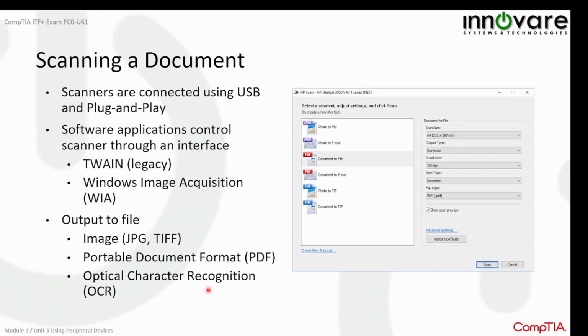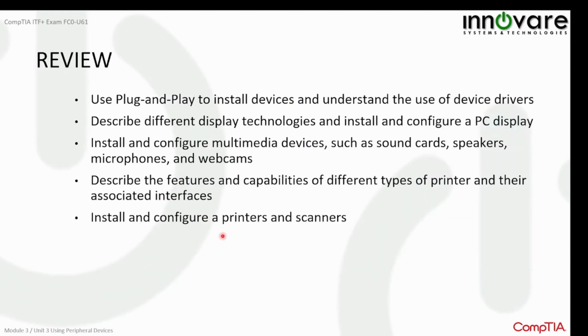And then the multimedia devices, from sound cards to speakers to webcams, you've been informed. It's the same way: there is plug and play, and there is manual configuration. The different connections have been covered as well. And then the different types of printers and their interfaces, we covered that, whether to connect as USB or wireless or Bluetooth. We covered both printers and scanners, how to install and configure. Basically, all of the devices are usually plug and play.